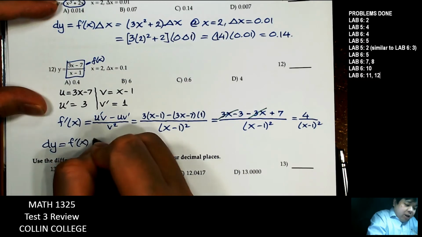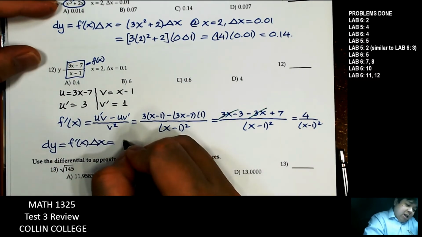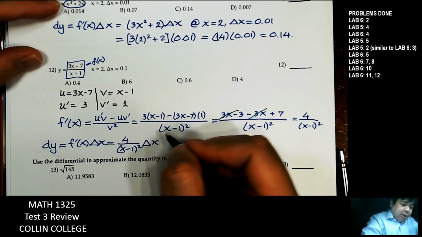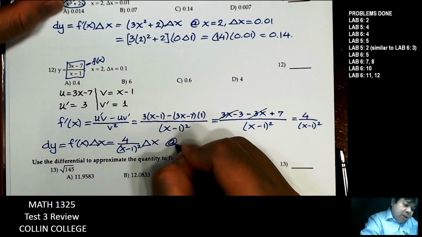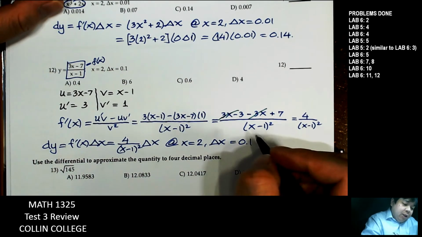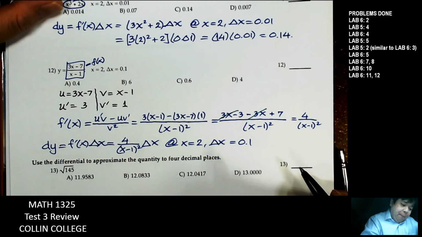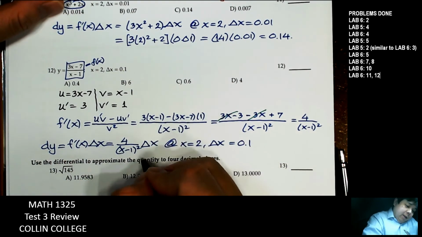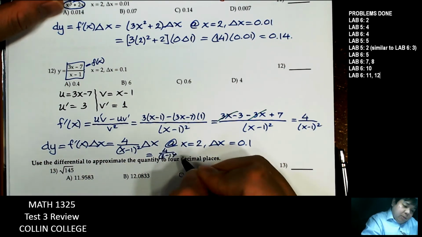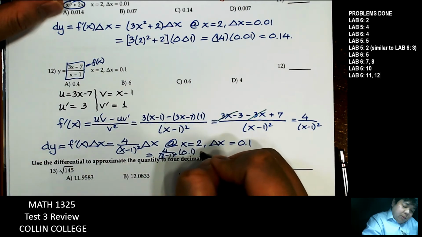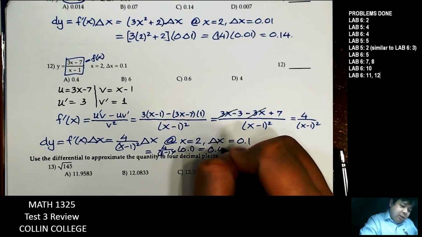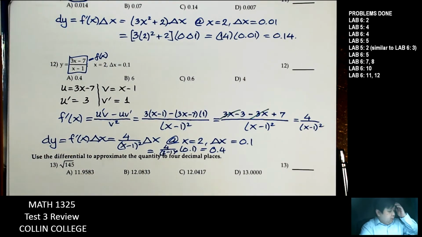Right, multiply it out: 3x minus 3 minus 3x plus 7. 3x gone, that will be 4 over x minus 1 squared. So that is the derivative, and dy equal to the derivative times delta x. Derivative is that, times delta x. Just need to evaluate at these values.